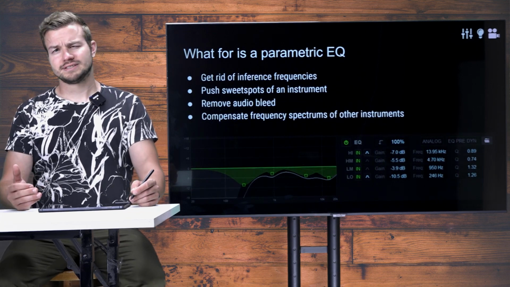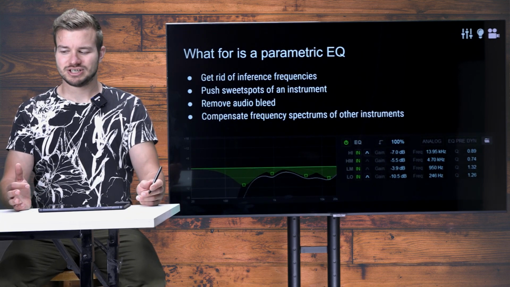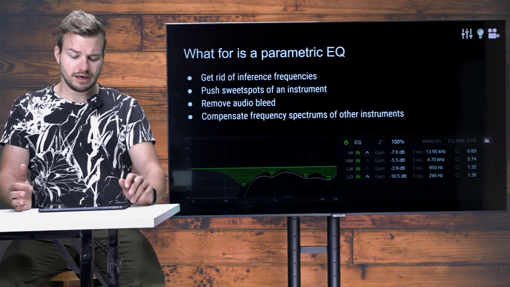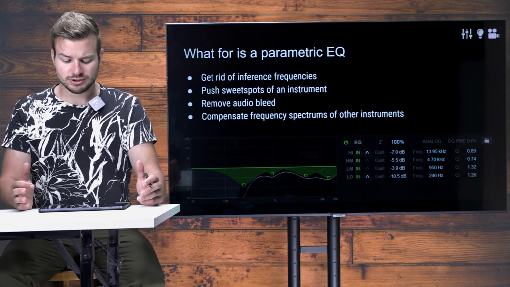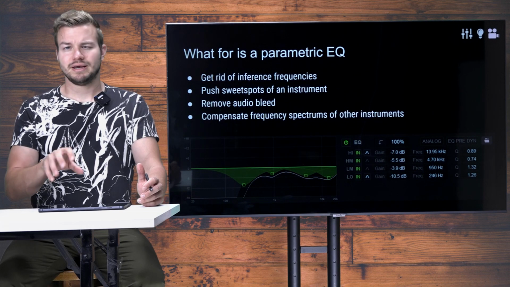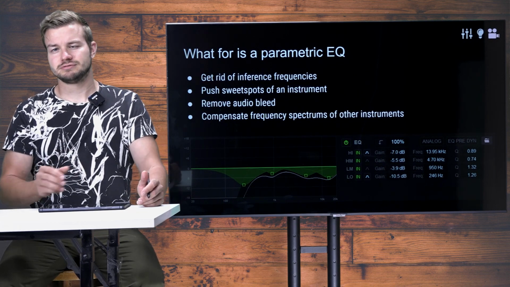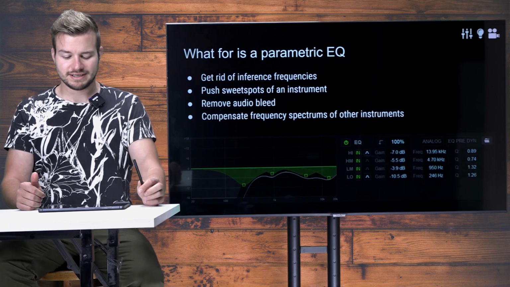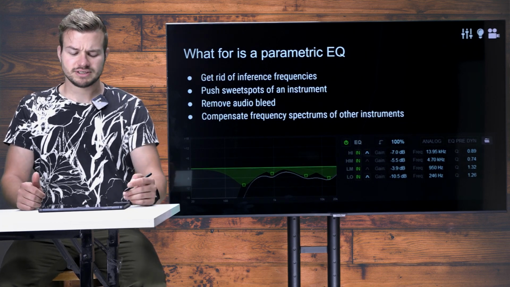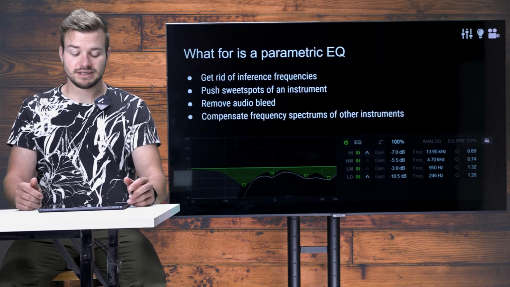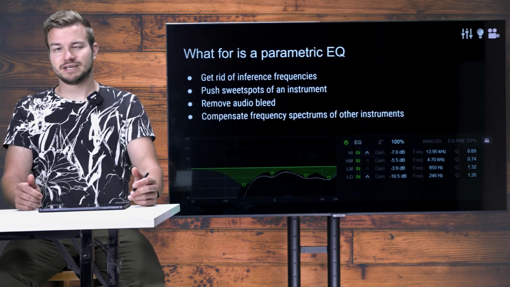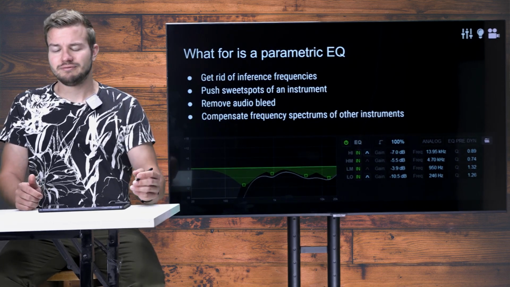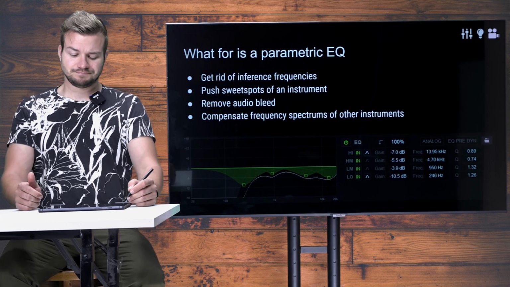So let's talk about why we actually need a parametric EQ. What is it used for? We will mainly talk about parametric EQs here. We will talk about the graphic EQ in more detail in another video. So the question now is, what is the reason we need parametric EQs? What can we achieve with them in our mix?